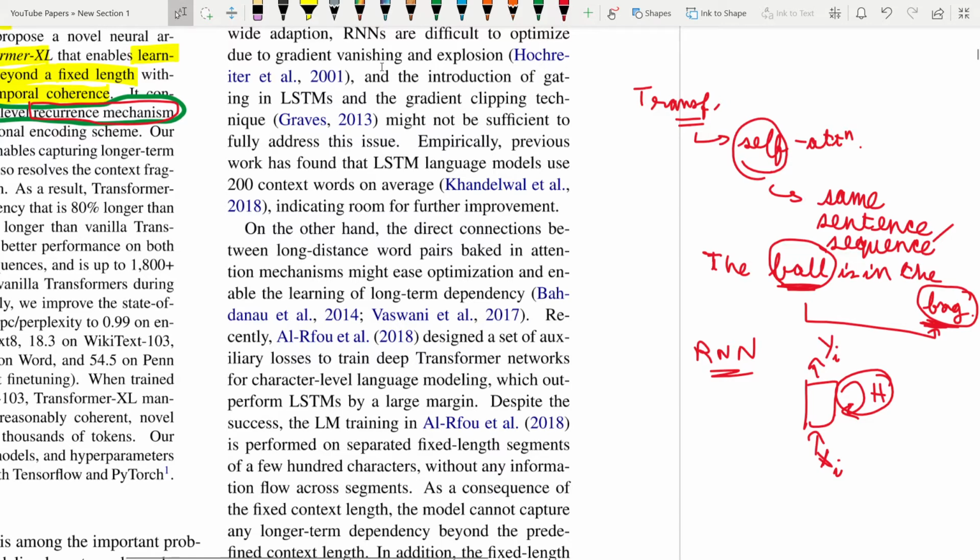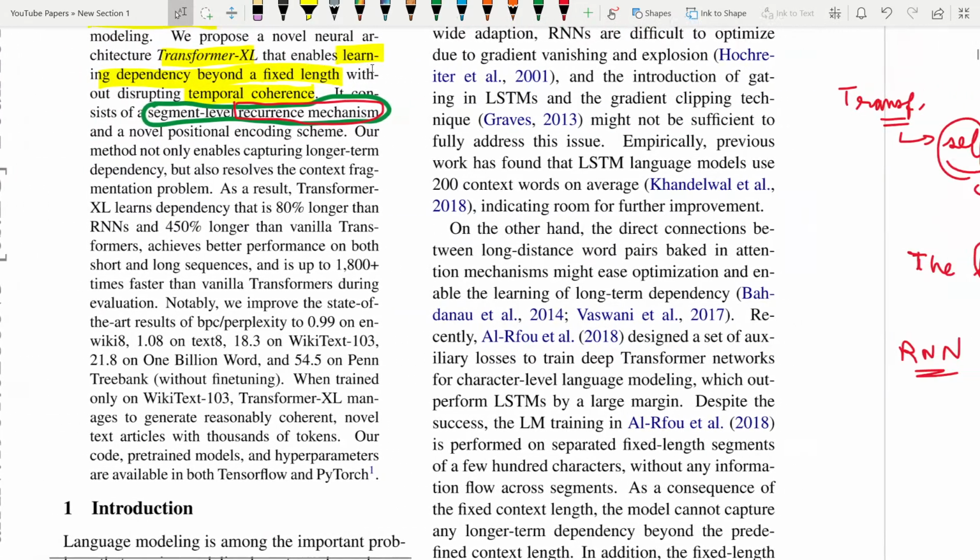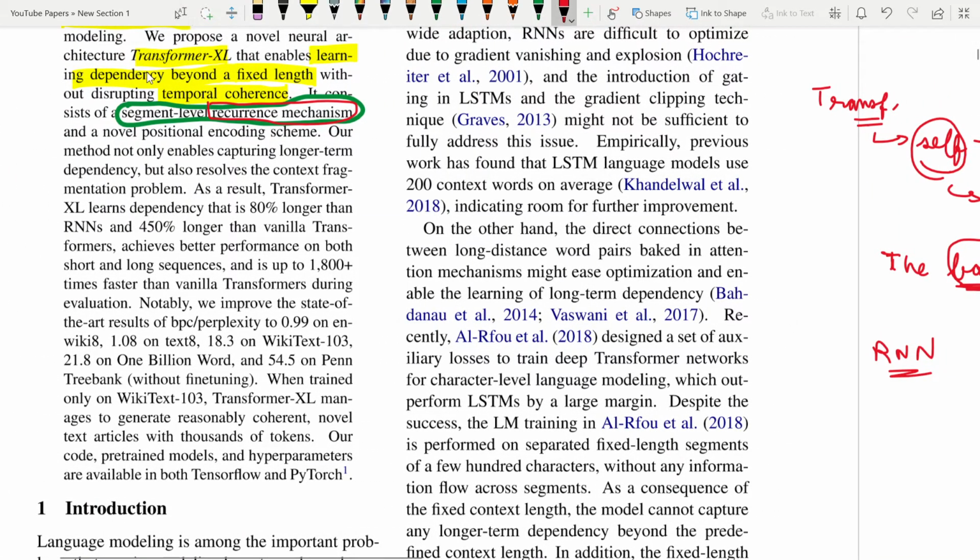So what this paper does is use this recurrence mechanism to encode the words, so that it can have longer dependencies. Another really important thing is the novel positional encoding scheme. We'll discuss this later on; you need not worry about that right now. TransformerXL learns dependency that is 80% longer than RNNs and 450% longer than vanilla transformers.